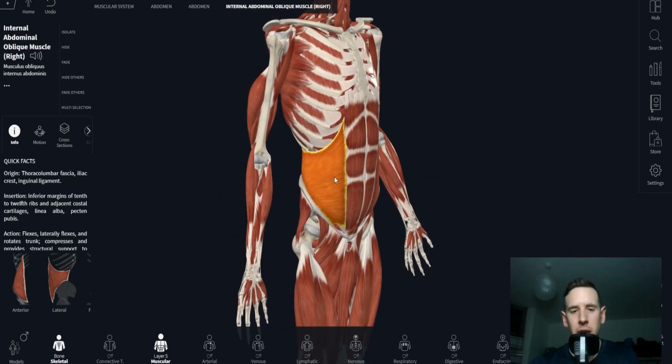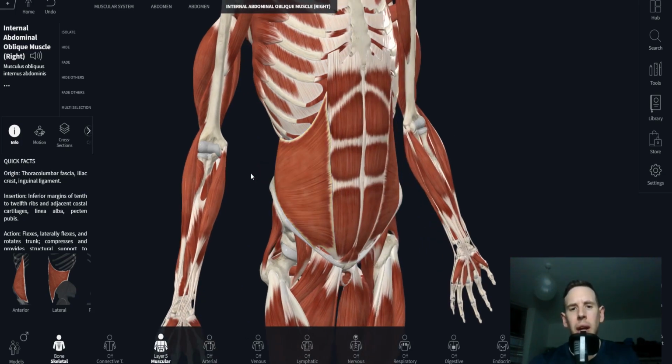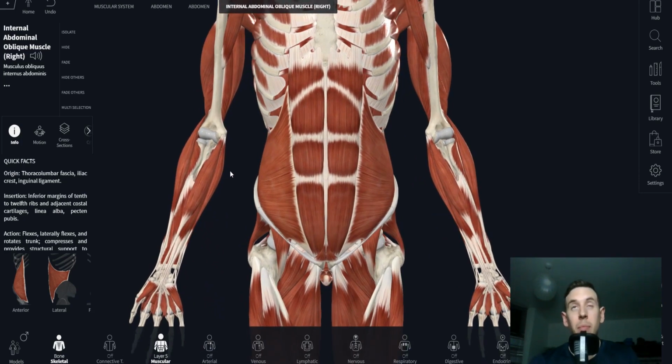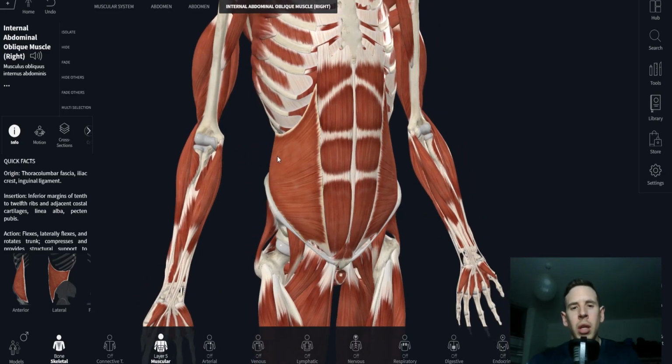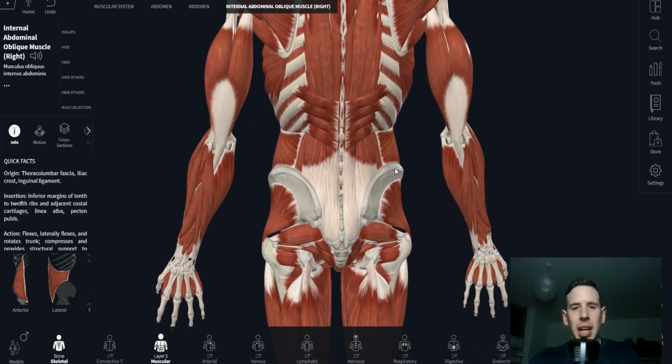You can see the fibers here are more diagonally or horizontally orientated, meaning that they're at their most significant advantage when it comes to motion in the transverse or rotational plane. So there you go, a bit of a nicer glimpse of the rectus abdominis there. We come to the back once again.